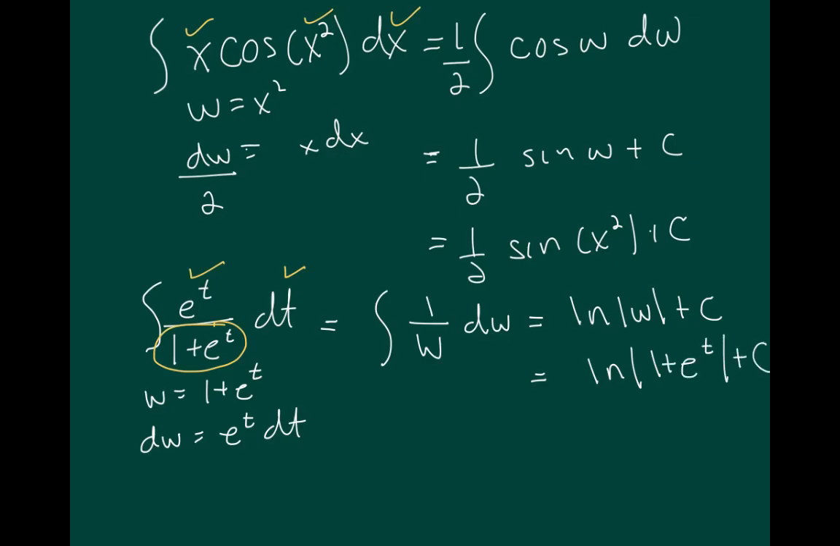Now, to get fancy, I know that 1 plus e to the t is always positive. e to the t is always positive, and so is 1. So I can just rewrite this as the natural log of 1 plus e to the t plus c, and just get rid of the absolute value signs. Okay, there's your final answer.